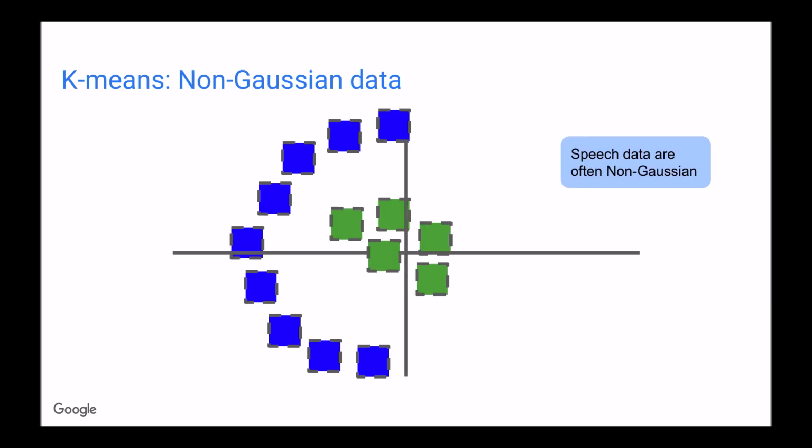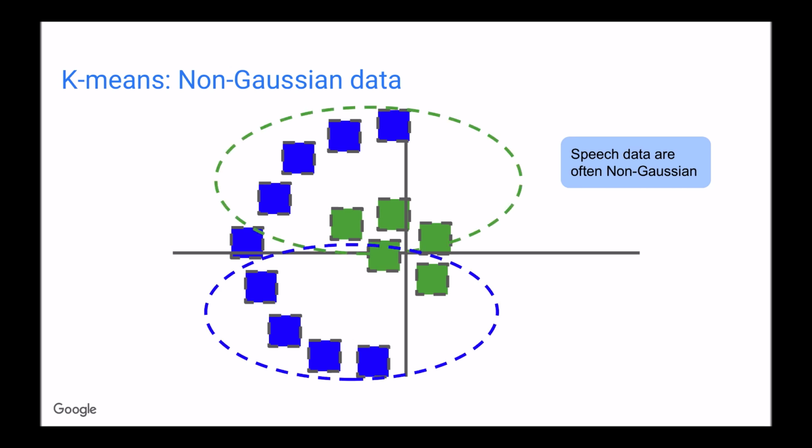As we know, speech data are often non-Gaussian. Here is an example of non-Gaussian data. Of course, for speaker embeddings, the distribution is unlikely to be like this. Here I'm just talking about the disadvantages of k-means in general, so using this extreme example. If we want to model the distribution with two Gaussians, very likely we'll get something like this, which is very incorrect. And k-means represents clusters by hyperspheres, which are even simpler than Gaussians.